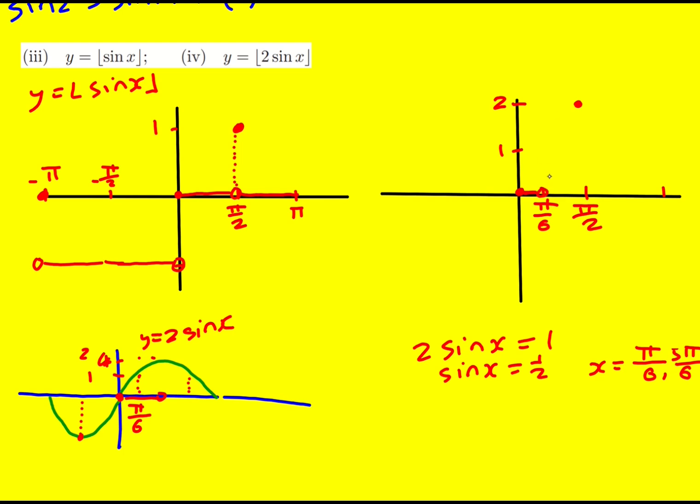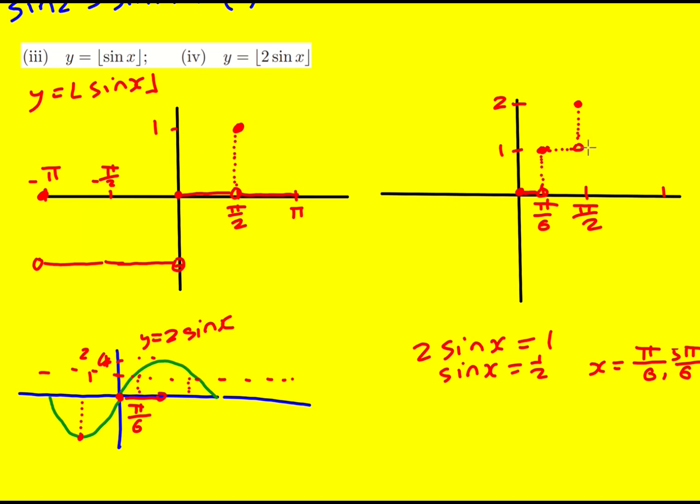But at pi over 6, it's going to jump up to 1. Because then we're going above a half. Or sorry, we're going above sine x equaling a half, so 2 sine x being above 1. And it's going to stay above there, but between 1 and 2, except for this one point. So actually it's going to go along like this. There's going to be an open circle here. It's going to temporarily equal 2, a bit like what we had on the left.